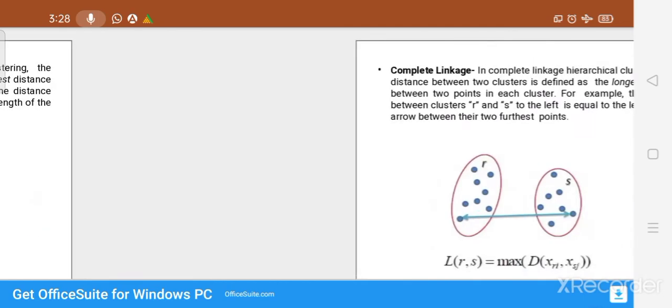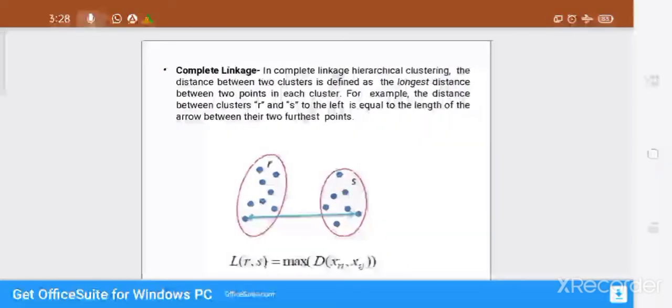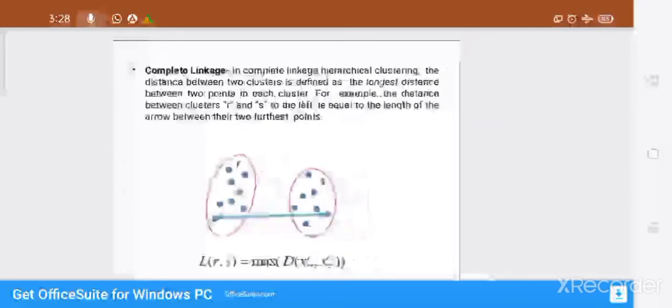Okay, so what happens in complete linkage then? In complete linkage, to find out the distance between two clusters, we are considering the longest distance between two points in each cluster. So here the only difference is that we are considering the maximum.